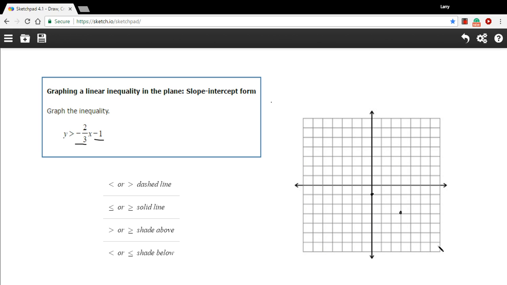All right, I'm just going to freehand in this dashed line because we've got a greater than here. Probably be a little messy, but you get the idea. So there's our line.